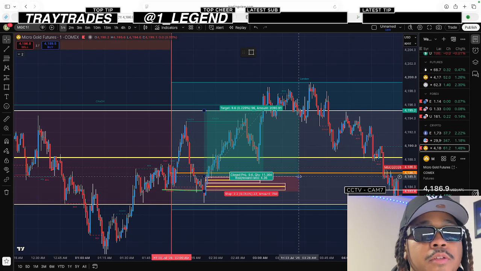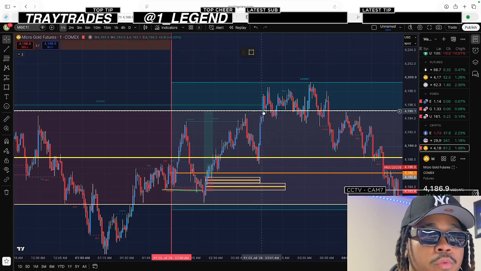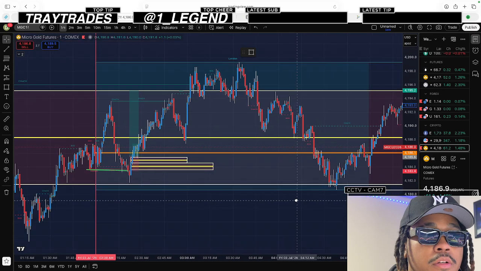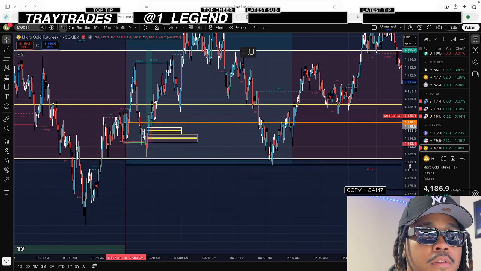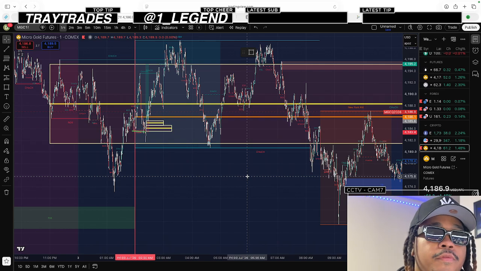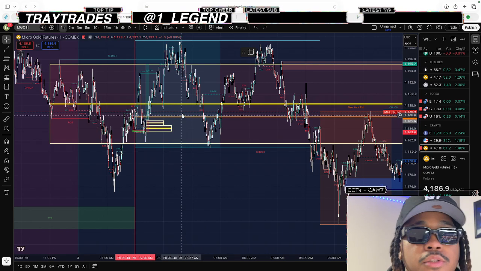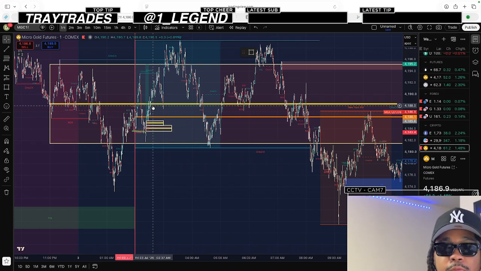And a prime example of why to not be greedy. Look at what happens after we take the full range of this candle. After taking the full range, price, one second, price dumps off. So if you was up here and you was trying to hold this trade and didn't trail your stop loss, you would have lost this trade. But this is why we take our money and we get out of the market.